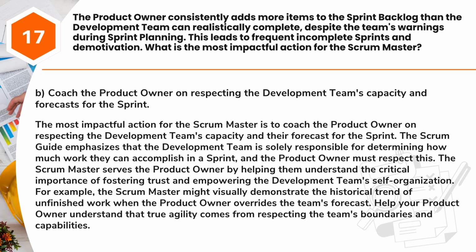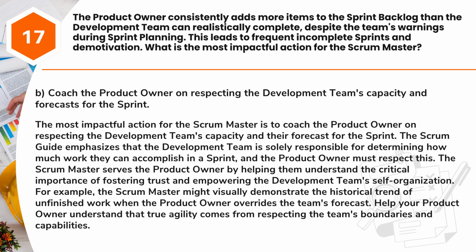Answer: B. Coach the product owner on respecting the development team's capacity and forecasts for the sprint. The most impactful action for the Scrum Master is to coach the product owner on respecting the development team's capacity and their forecast for the sprint. The Scrum Guide emphasizes that the development team is solely responsible for determining how much work they can accomplish in a sprint, and the product owner must respect this.